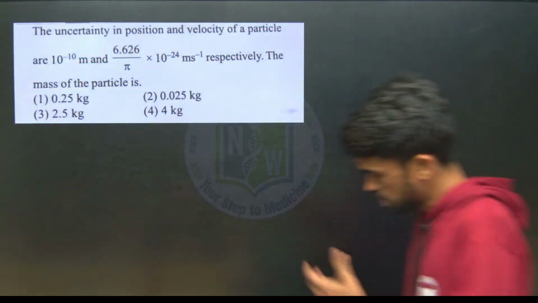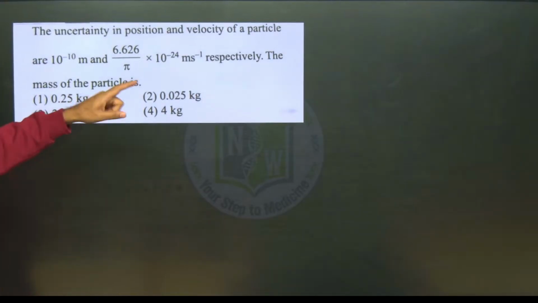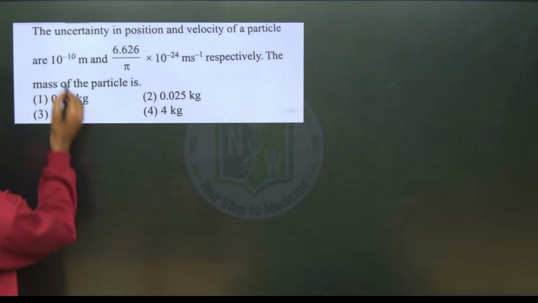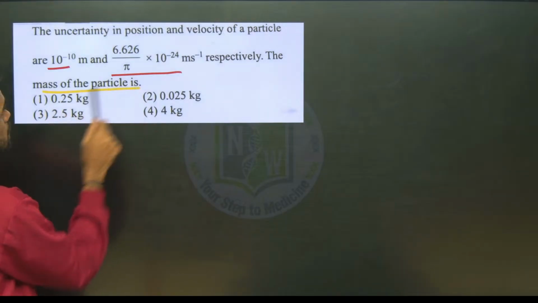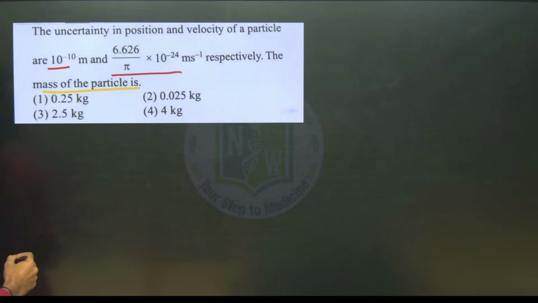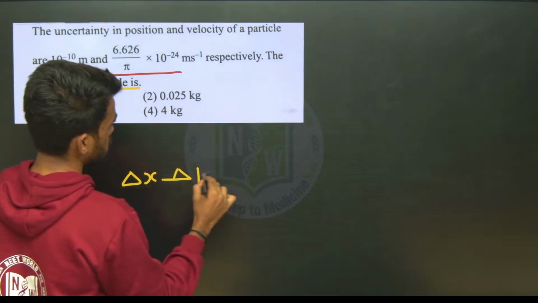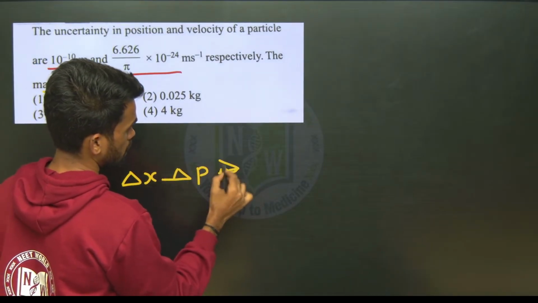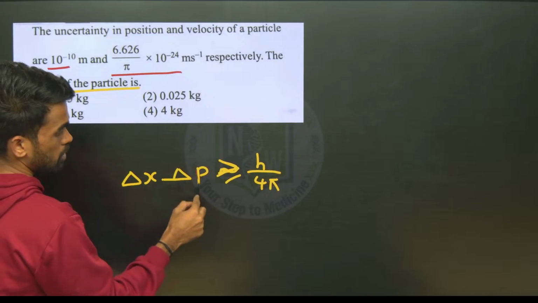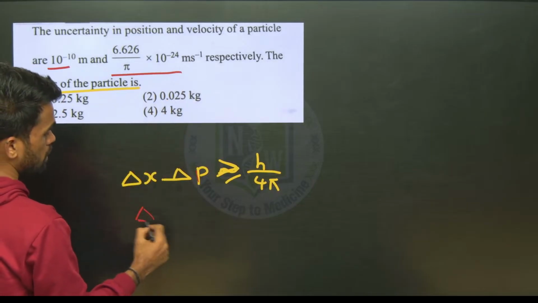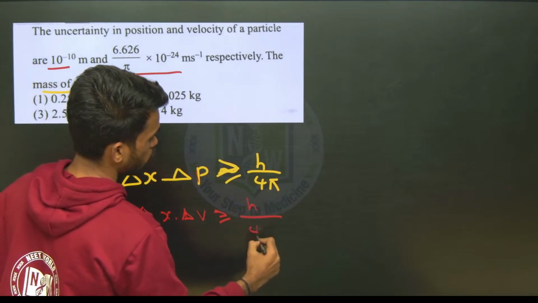Now let us see one or two questions on this. The uncertainty in the position and velocity of a moving particle are given, and the mass of the particle is asked. Delta x delta p is greater than or equal to h by 4 pi. Since velocity is mentioned, you can write delta x into delta v equals h by 4 pi m.